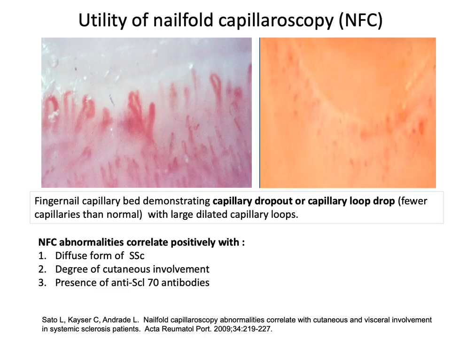So the main utility of nail fold capillaroscopy is to visualize the nail fold capillary bed, which helps distinguish between primary and secondary Raynaud's phenomenon, and it also helps to establish the diagnosis of scleroderma during the early stages. Abnormalities in the nail fold capillaroscopy are positively correlated with the diffuse form of scleroderma, the degree of cutaneous involvement, and the presence of anti-SCL70.